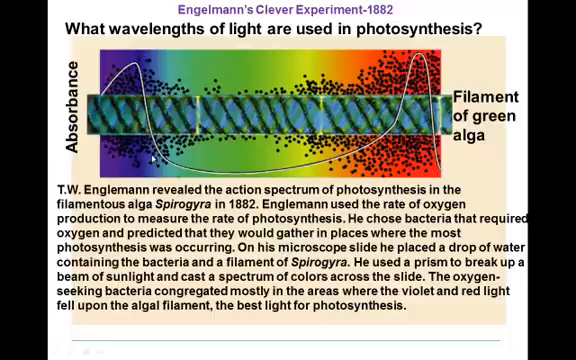And so what it essentially did was allow Engelmann to figure out what parts of the visible light spectrum are used by plants. And the little black dots that you're seeing here are bacteria that require oxygen, and you can see that they concentrate where most oxygen is being produced. And this is actually a graph that's been drawn on there.